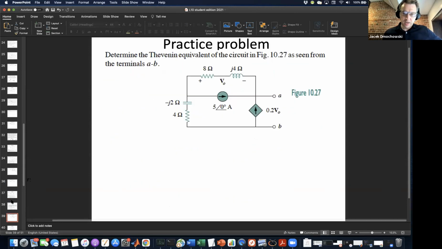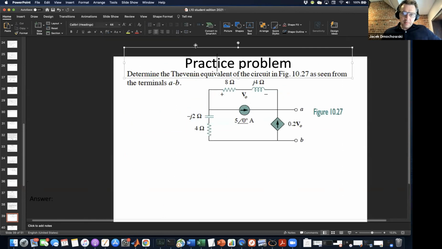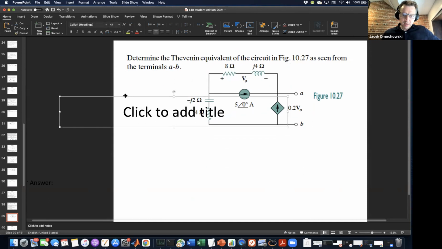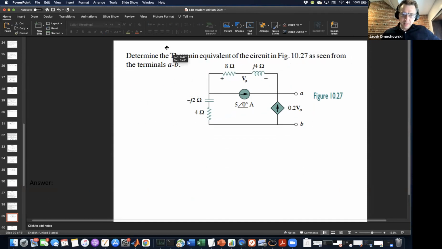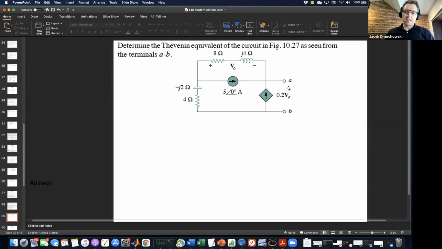Okay. We're going to do one now. This is probably going to be a 2-pager. Oh, PowerPoint. Give myself as much room as possible. Okay, we are asked to find the Thevenin equivalent across terminals A and B. So remember, there's two things we have to solve for. We have to solve for ZTH and then VTH.